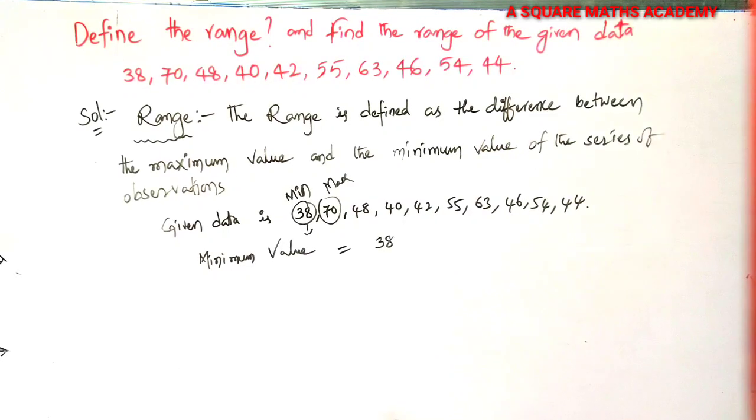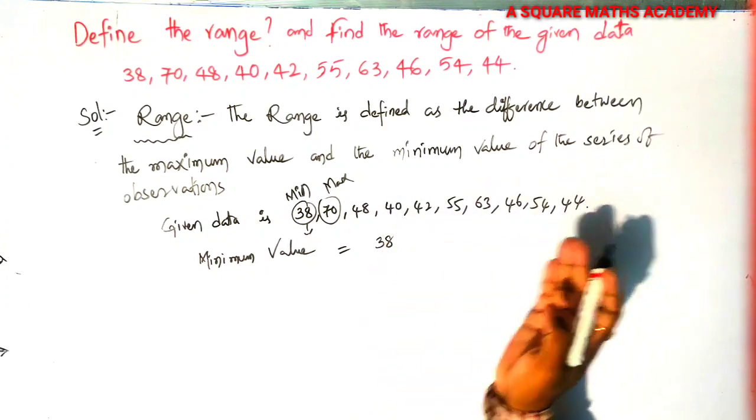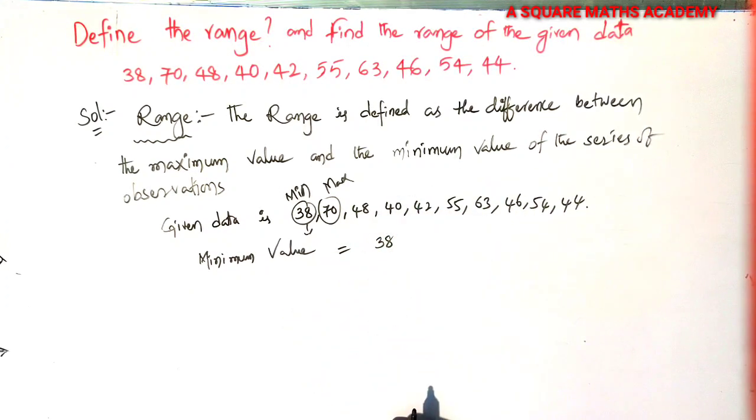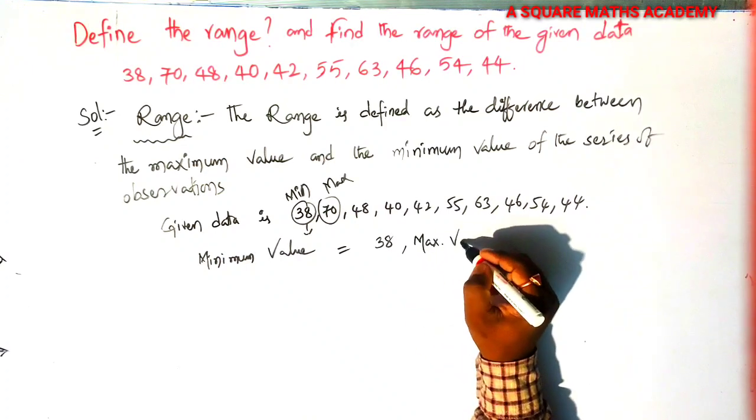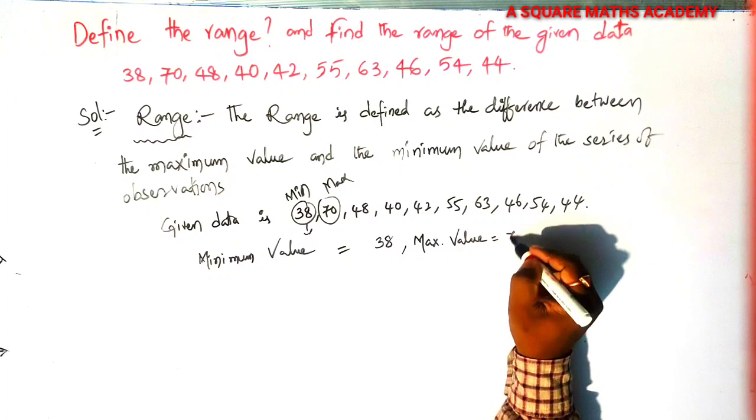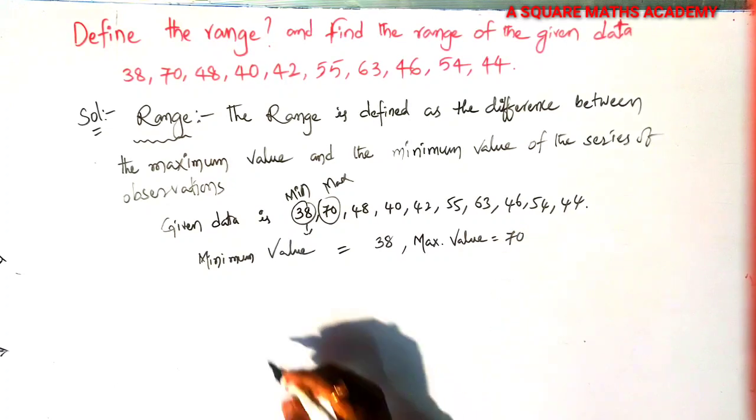In the given series here, the first one is the minimum value and the second one is the maximum value. The remaining values are in between 38 and 70. So that's why we write here the maximum value also. Now the maximum value is 70.